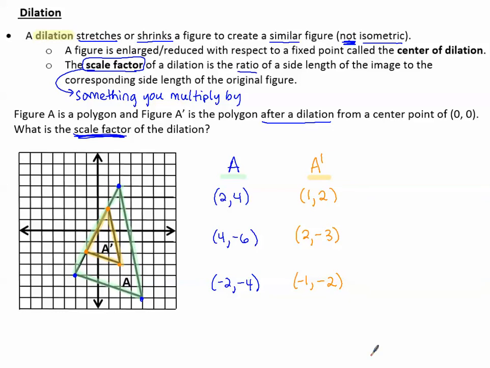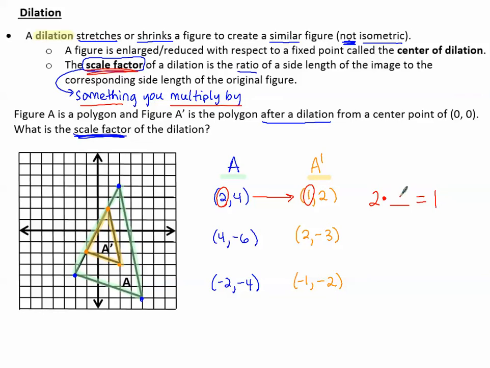Now we want to ask ourselves, how did we get from this point in the pre-image to this point in the image? We could pick any of these points and any of the coordinates. For example, let's look at this x-coordinate as it compares to this x-coordinate, and we ask ourselves, the first x-coordinate times what number equals the next x-coordinate. Because remember, the scale factor is something you multiply by. So 2 times what number will equal 1?